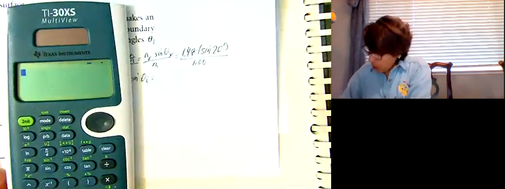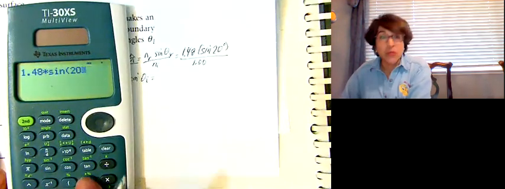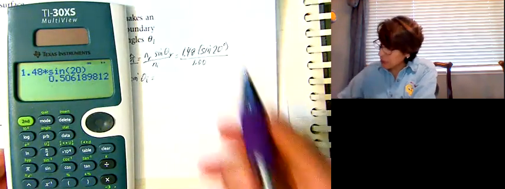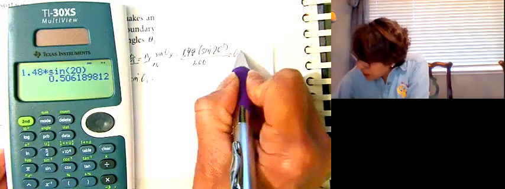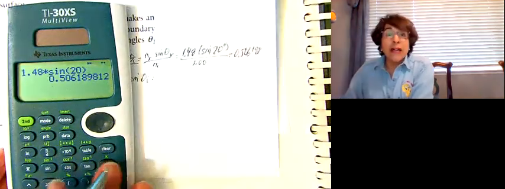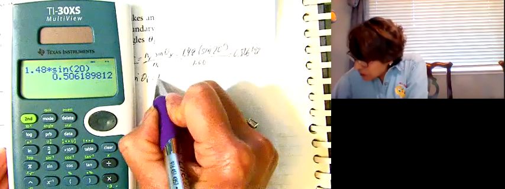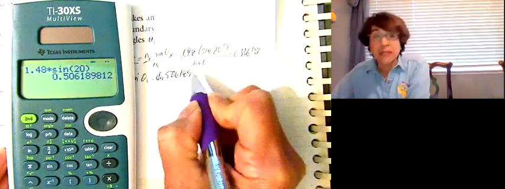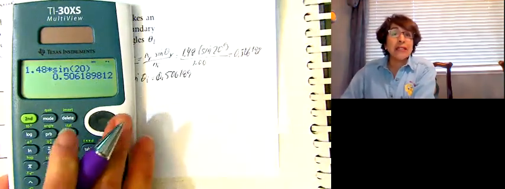Clear. 1.48 times the sine of 20. This time I'll close the parentheses. All right, there's my numerator, and divided by 1 is the same thing. So all that is 0.506189, etc. So I should write it down here: 0.506189, etc.